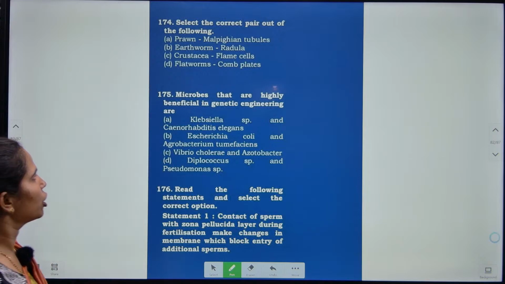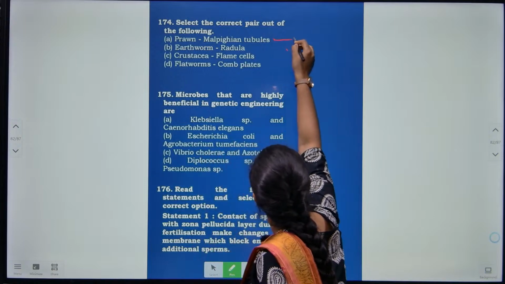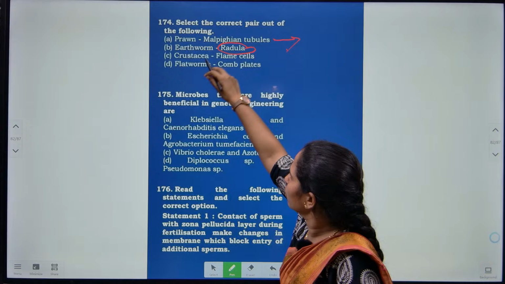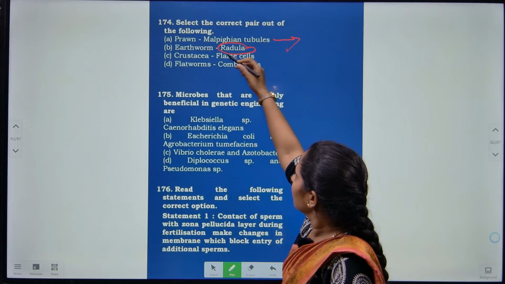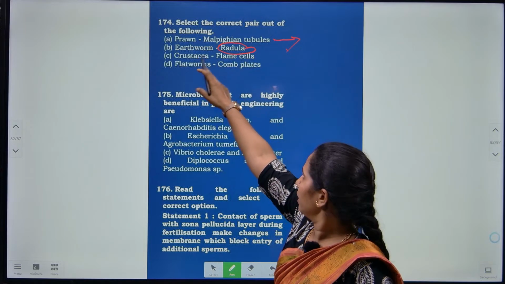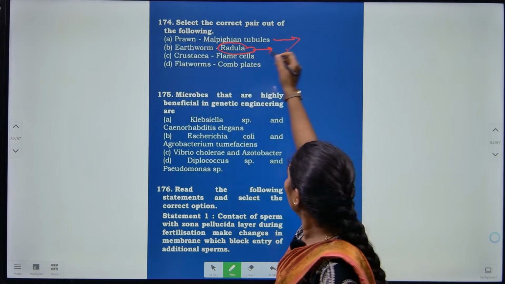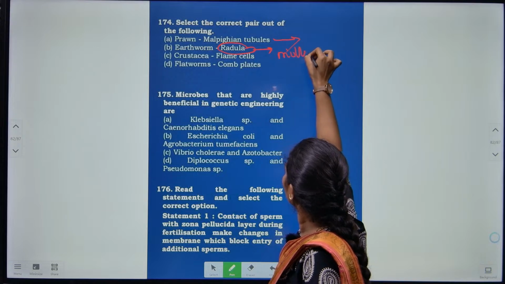Prawn with the Malpighian tubules means they are the excretory organs here. Earthworm, radula is not going to match with earthworm here, because earthworm belongs to phylum Annelida. Radula is a rasping type of mouth part of Mollusca. It is a mollusca here.